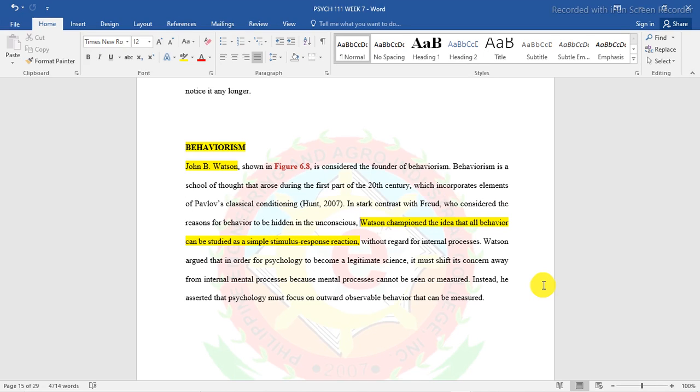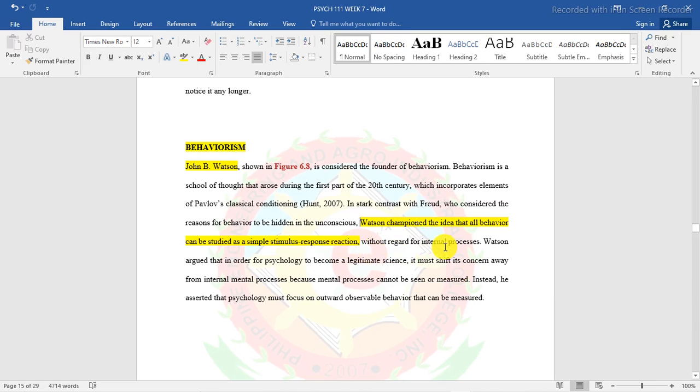But without regard for internal processes. Labas yan, yung internal processes. Example, internal processes ng isang tao, paano kung damage yung medulla oblongata niya, damage yung frontal lobe niya? Labas na yan dyan. Okay? Ito lang, without regard lang siya.